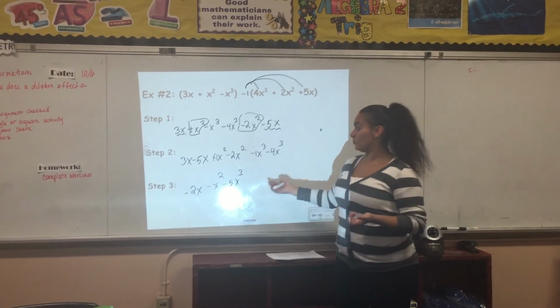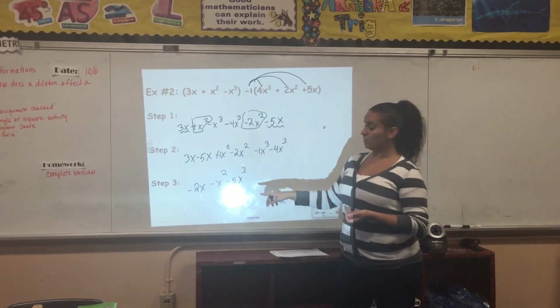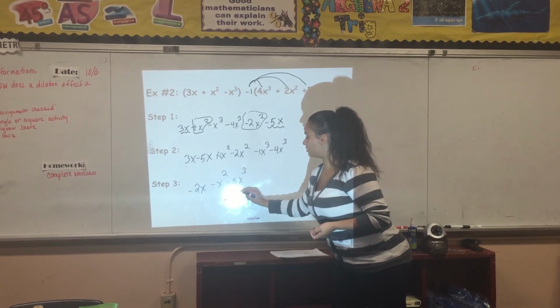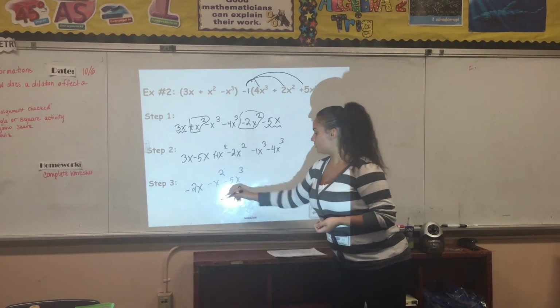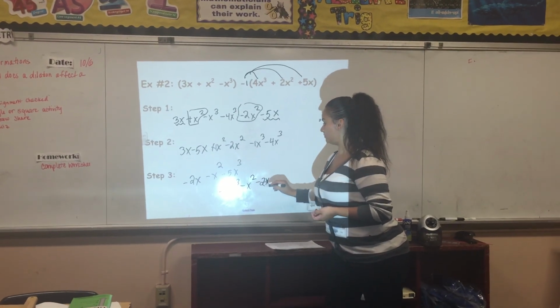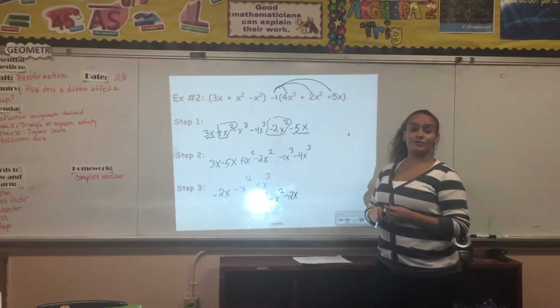Now notice, the exponents are not arranged from highest to lowest, so let's rearrange them. The highest exponent here is x to the third power, so we're going to write this monomial first, preceding negative x squared, and then negative 2x. And that's how you subtract polynomials.